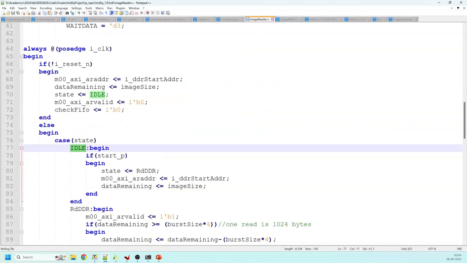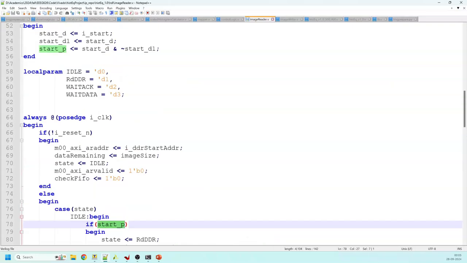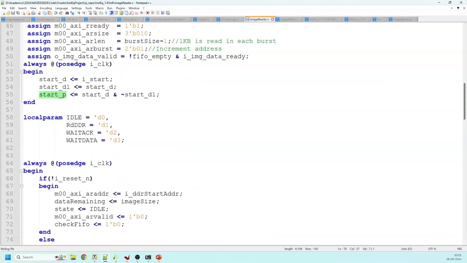So initially, the image reader is in idle state, and when it gets the start signal, it starts reading. Again, here you can see there is a logic which is used to generate the start P signal. If you look at the logic, you will find out the start P is a technique to find the rising edge of an input signal. So basically, it is trying to detect the rising edge of this I start.